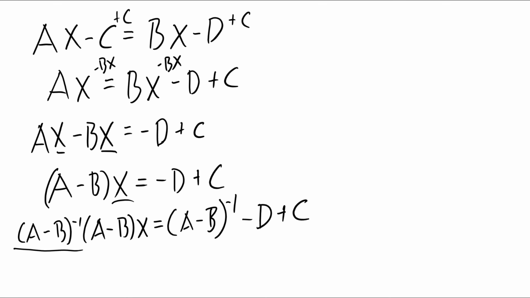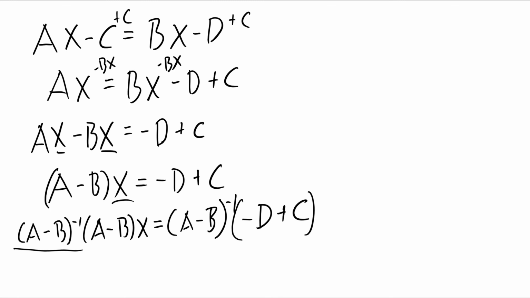Now, this right here is one of the common mistakes that I see on this question. The way I have it written right now, this is a minus b inverse minus d plus c, not times minus d plus c. We're multiplying the inverse on both sides. So we have to put minus d plus c in parentheses, otherwise it's not correct.